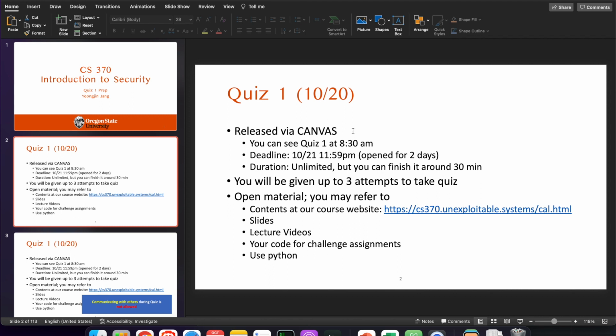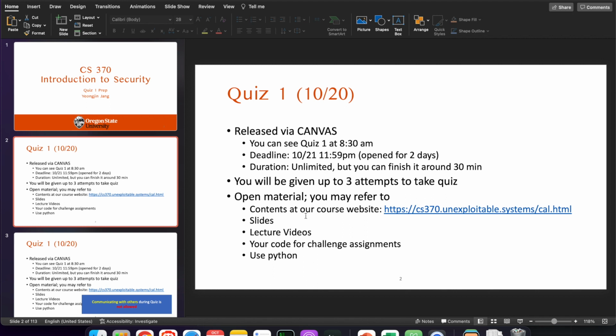So the quiz will be open for 2 days, and you will have up to three attempts to take the quiz. I will take the highest score, so please use all the attempts if you cannot make the 100% mark for the quiz. And each attempt, you will have technically unlimited time, but you can finish it around 30 minutes or at least in an hour, if you follow this quiz preparation material thoroughly.